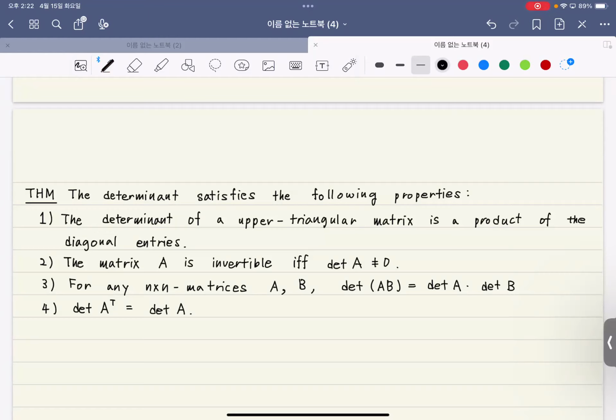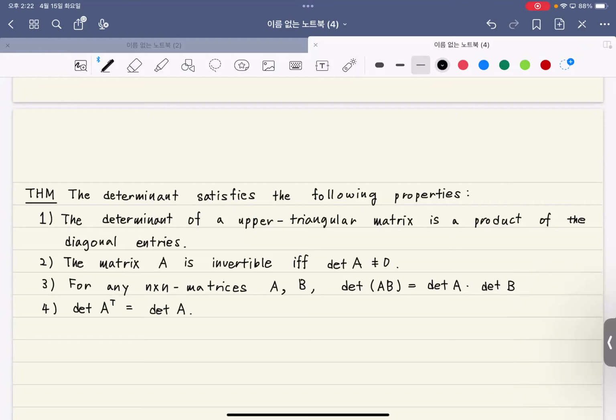Number 2: the matrix A is invertible if and only if the determinant is non-zero. Property number 2 is, I guess, the most important property of the determinant, because later on you will see the algorithm to compute the determinant of any matrix of any size. Once you can compute the determinant of the matrix, if the determinant equals 0, that tells us about the invertibility of the original matrix A. They are actually if and only if conditions.